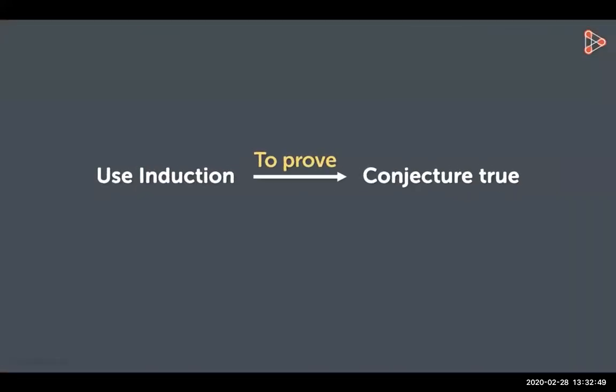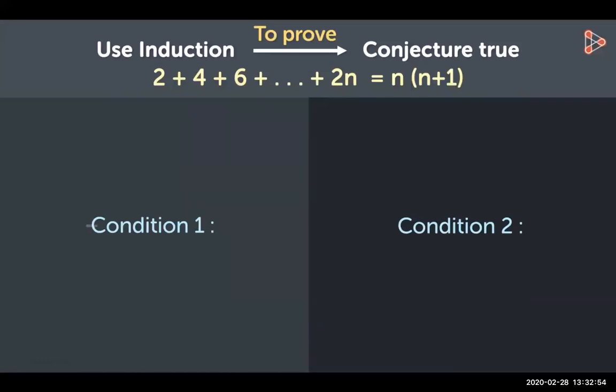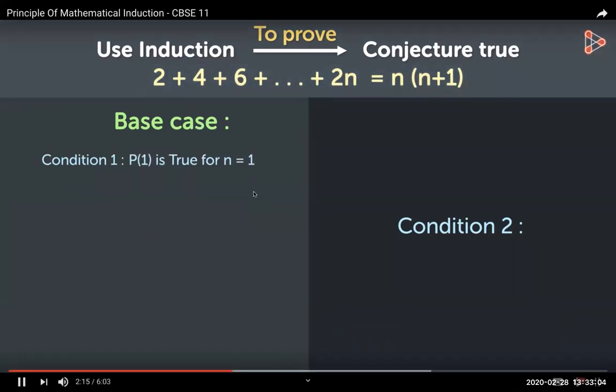Similarly, in mathematics, to prove the formula true, it has to fulfill two conditions. The first condition is a fact, which is also called the base case. The formula will be true if P of 1 is true for n equal to 1. That means the statement is true for n equal to 1. So when you check n equal to 1, the left-hand side is just 2, because the first term is 2, which means only one term there. And then the right-hand side is 1 times 1 plus 1, that gives you 2.